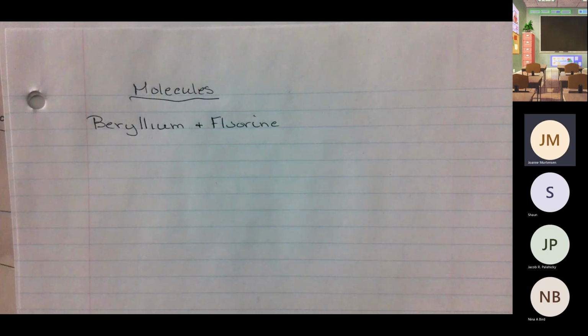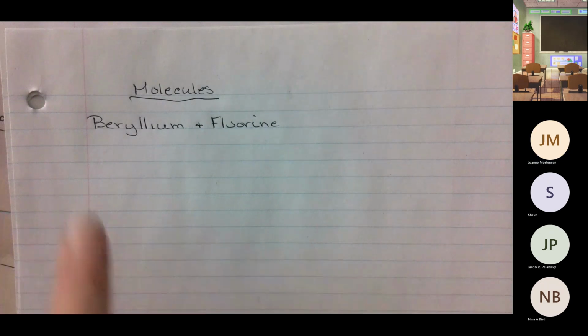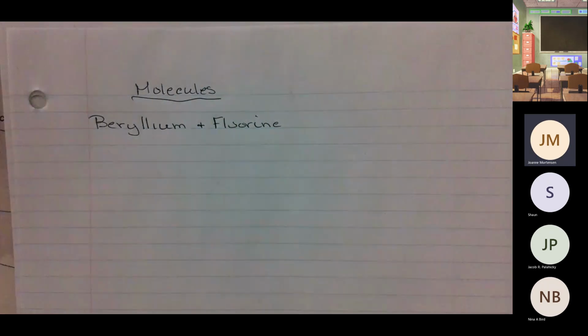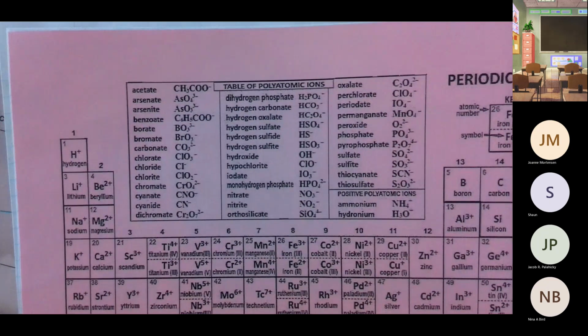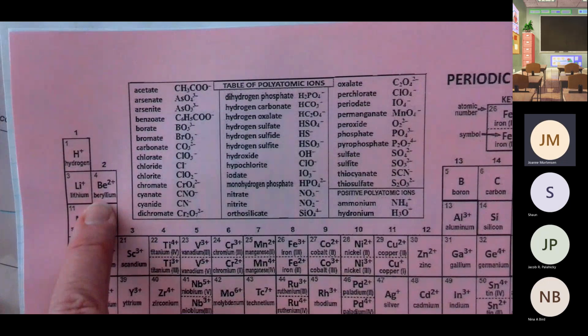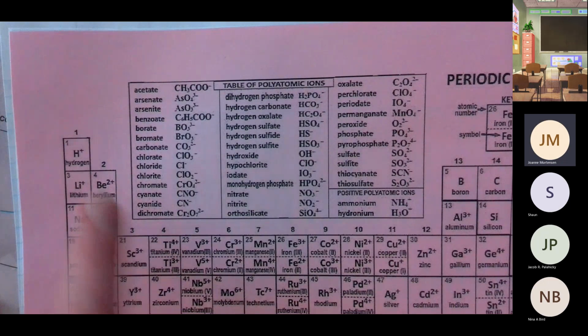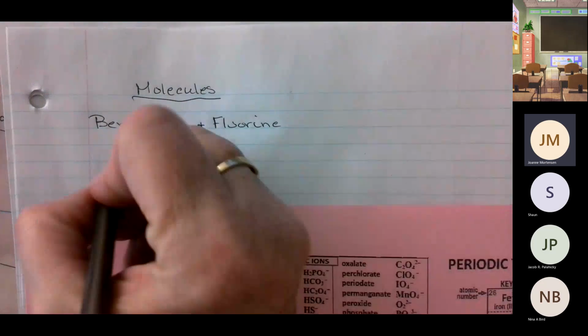So there's a number of ways that I'm going to be giving these to you. This is just simple, I didn't make up a worksheet, so we'll do it together. Usually I'll start with the elements. Then you grab your pink ion sheet and you look them up. So you can see beryllium is right here, Be +2. I'm going to write that down.